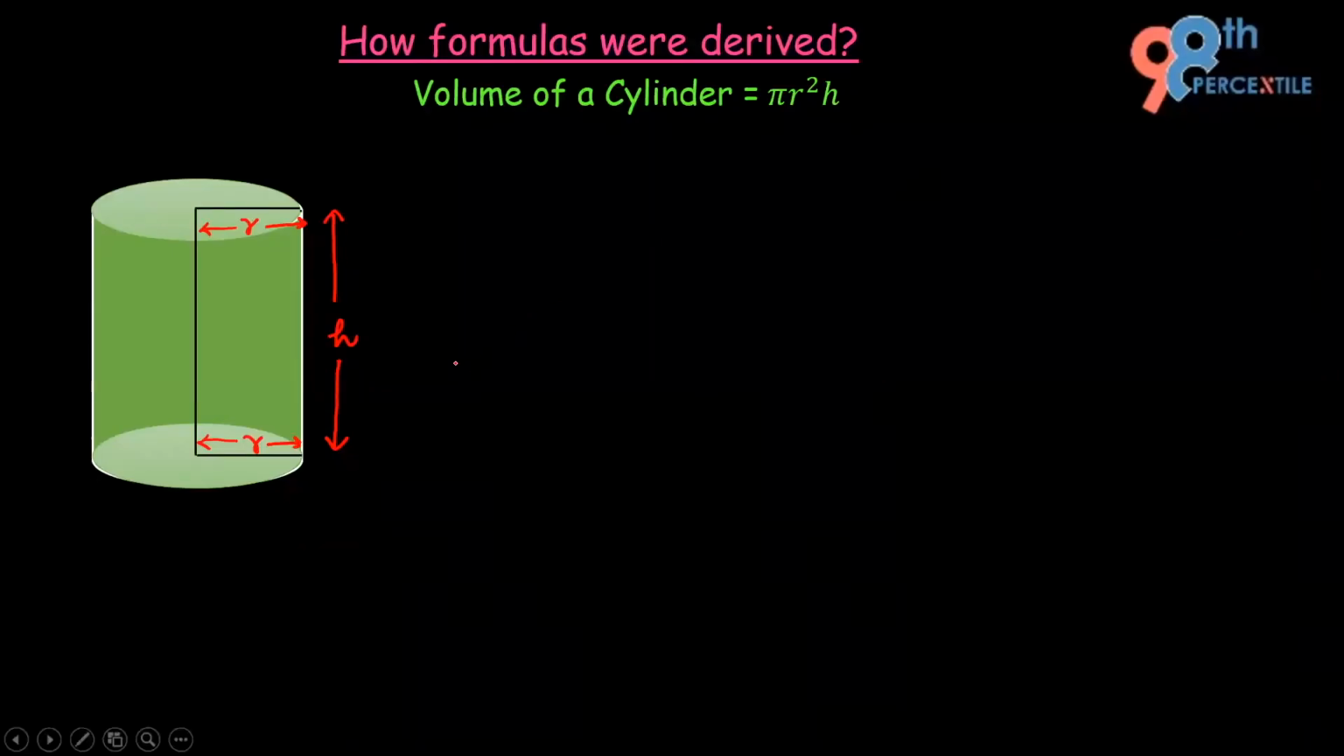Hi students, welcome back to the series of how formulas were derived. In this part of the series we will see how the volume of a cylinder is pi r square h, where r is the radius of the circular base of the cylinder and h is the height of the cylinder.